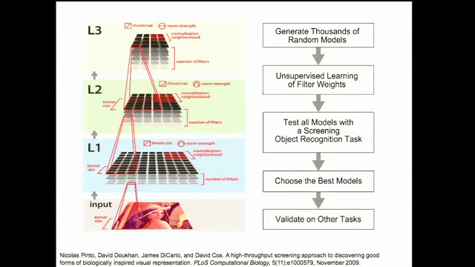The basic idea is relatively simple. You have a parameterized family of models. You generate thousands of these models. You can just use random weights, and that turns out to work quite well. Or you can perform some kind of unsupervised learning in order to update the weights. You test all the models on a screening test, and this is an analog of the idea of high-throughput screening in bioinformatics. And then you choose the best models.